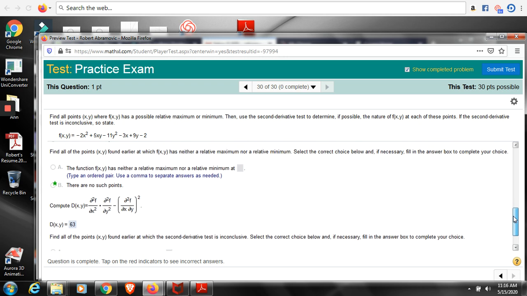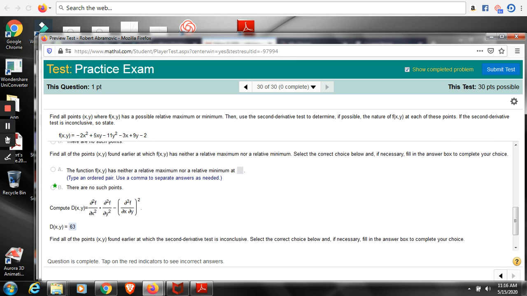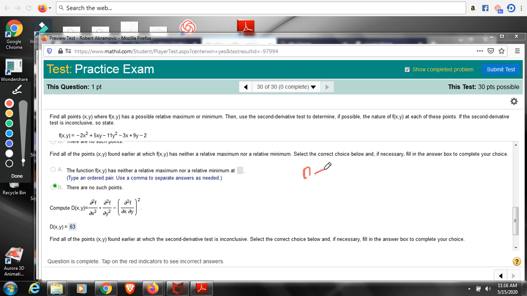Find the points at which the function has neither a local min nor a local max. Select the correct choice below, and if necessary, fill the answer box to complete your choice. So here, no, there's no saddle point, because a saddle point would mean that D, this algebraic expression involving second partials, is negative. Well, there's no D that's negative. D is always 63, which is positive. So there are no saddle points.